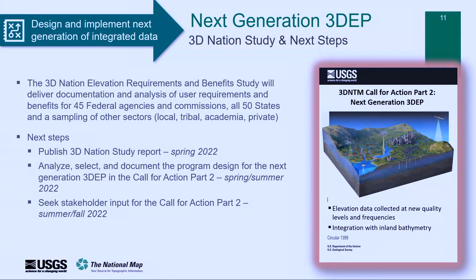So the 3D National Topography Part 2 plan for the next generation of 3DEP really depends on the completion of this national elevation requirements and benefits study that we're working on with NOAA. The study is in the process of documenting and analyzing the needs of 45 federal agencies, all 50 states, and samplings of other sectors. Those of you that were involved in NEA probably were also involved in this new 3D Nation elevation requirements and benefits study.